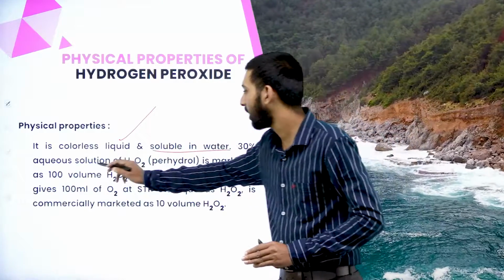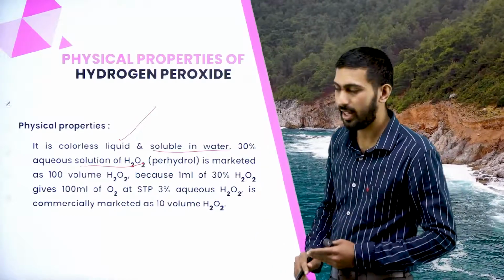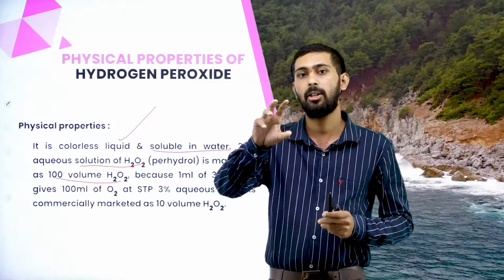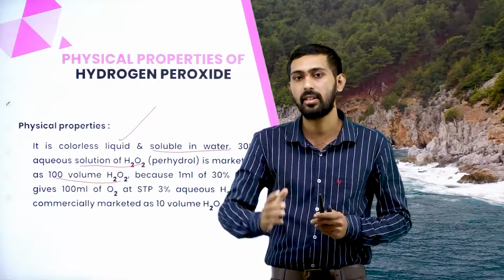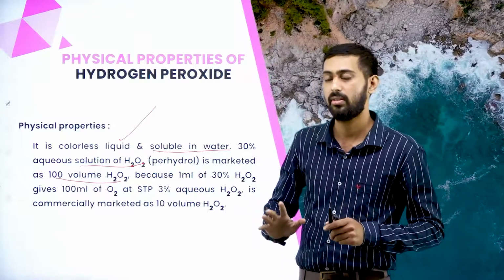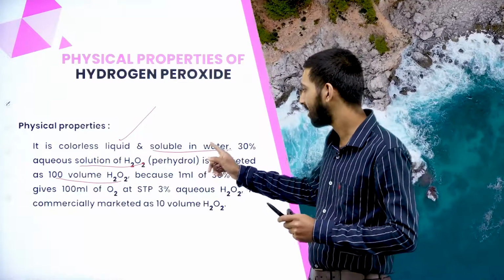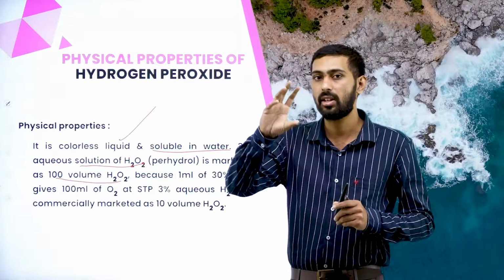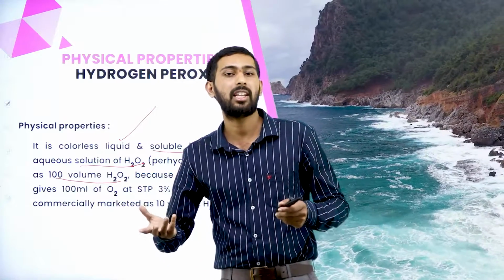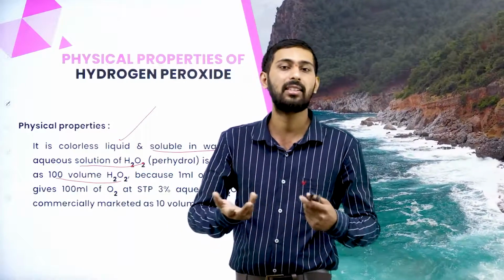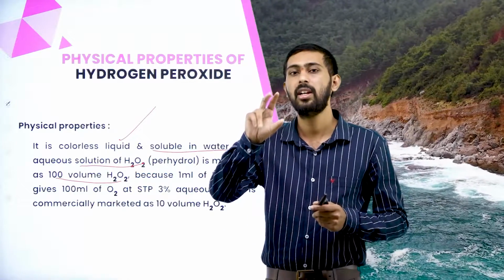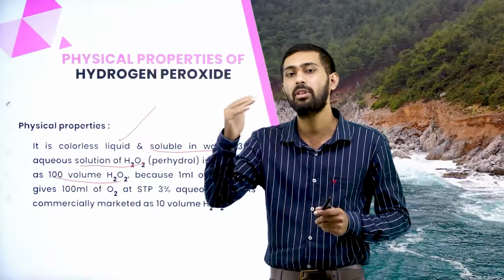But a 30% aqueous solution of hydrogen peroxide is marketed as 100 volume hydrogen peroxide. Meaning 30% hydrogen peroxide is taken in a small container and they say 100 volume hydrogen peroxide. It will be 30% only. Since it is always soluble in water, they take 70% water and add 30% hydrogen peroxide, 30 ml of hydrogen peroxide. So we can say it is 30%. If you go to medical shops, you will get hydrogen peroxide as only 30%, meaning they have mixed it with water molecules.